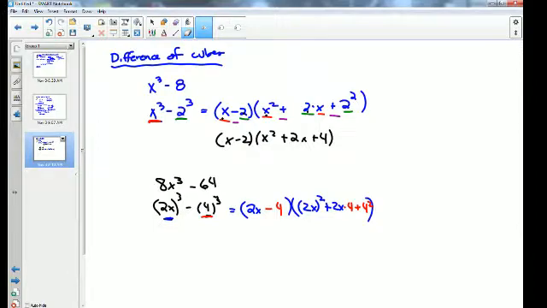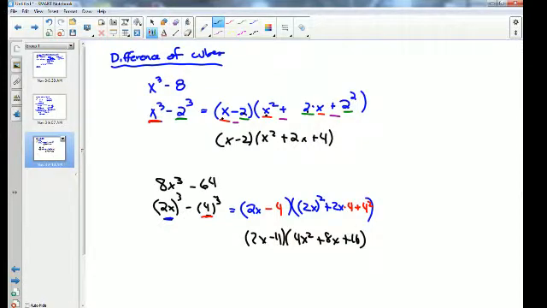And then rewrite it because it does make it a little bit nicer. 2x minus 4, 4x squared plus 8x plus 16. Right? Okay, that's the difference of cubes. Just be able to use the formula. Can you follow directions? That's the question here.